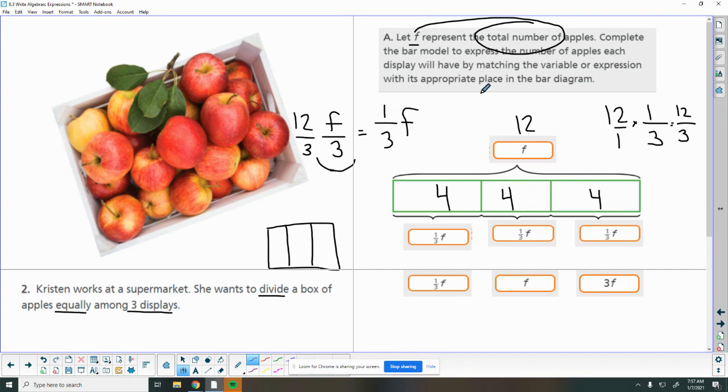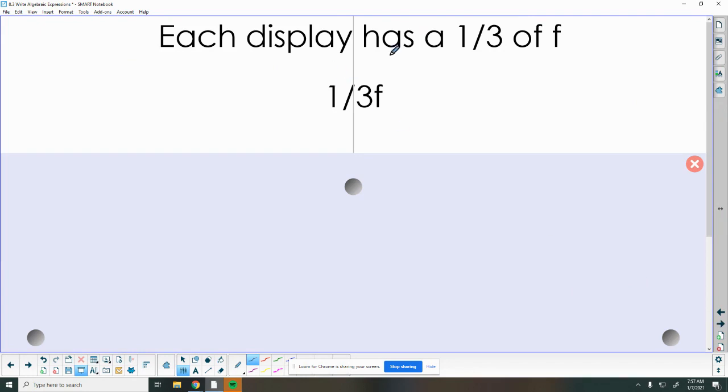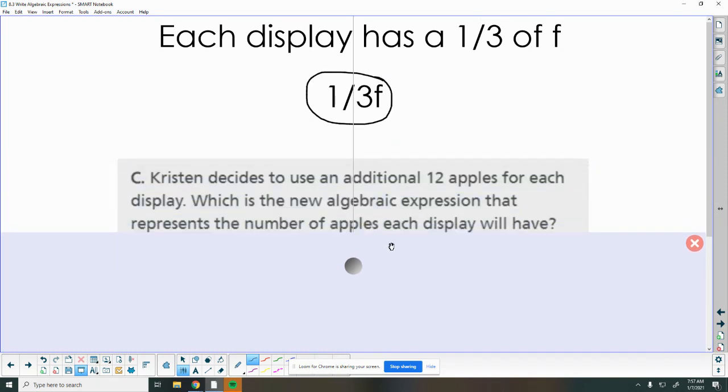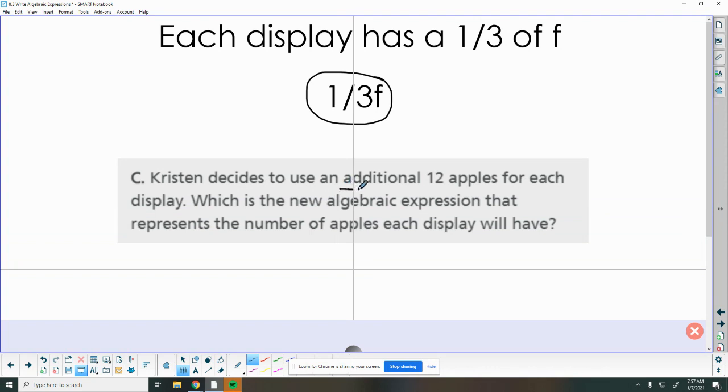So you can see these problems gave us the same information here. So we know each display has a third of F. So we can write our expression as 1/3 F. So now Kristen decides she wants to place an additional 12 apples in each display. So we know this is what it started with, and now she wants 12 more than what it originally had. So I want you to think about how can you use this expression and give 12 more to the current display. So go ahead and complete task 2.